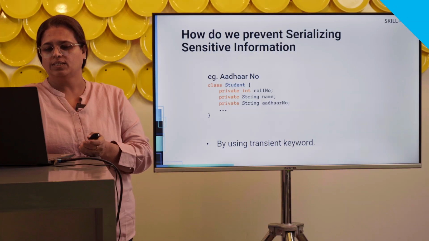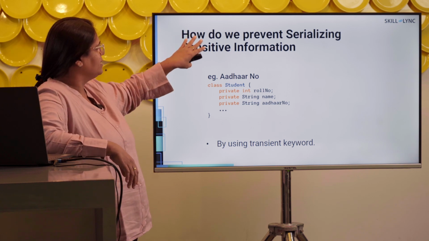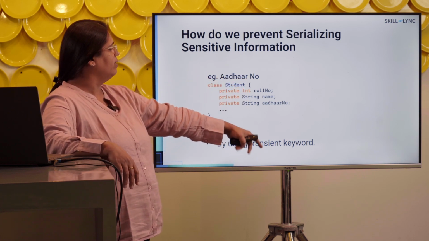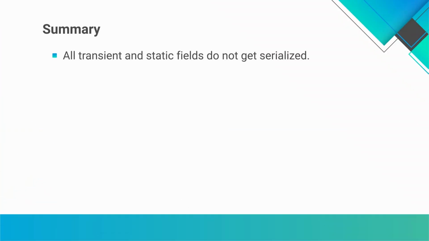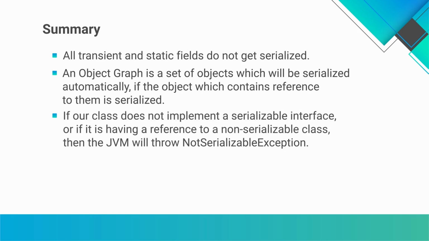If I go back to this slide, how do we prevent serializing sensitive information? I can prevent serializing sensitive information, or information that I don't want to be serialized, by using the keyword transient. As a summary, all transient and static fields do not get serialized. An object graph is a set of objects which will be serialized automatically because they lie one within the other. And the last one is, if our class does not implement the Serializable interface, but I'm trying to serialize it, then the JVM will throw a NotSerializableException as an error. A runtime exception comes up.